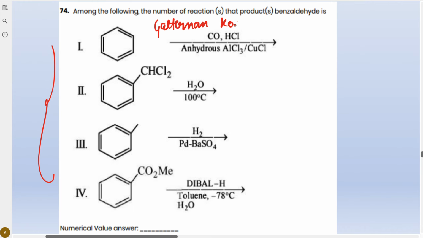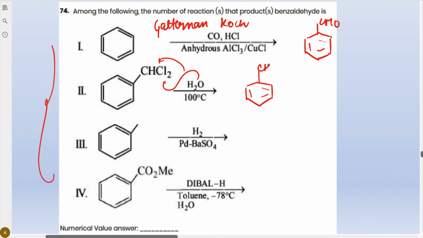Gatterman-Koch reaction. In Gatterman-Koch reaction you will get your benzaldehyde. And the second one, this has 2 Cl, 2 H2O will go and attack, you will get again benzaldehyde. Side chain chlorination, water will be removed from here.